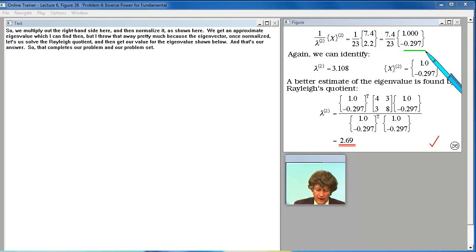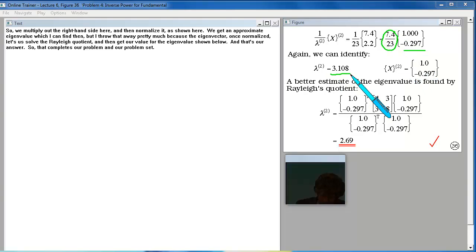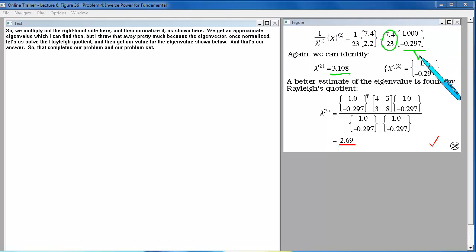So we multiply out the right-hand side here and then normalize it, shown here. We get an approximate eigenvalue, which I can find then, but I throw that away pretty much because the eigenvector, once normalized, lets us solve the Rayleigh quotient and then get our value for the eigenvalue shown below, and that's our answer. So that completes our problem and our problem set.